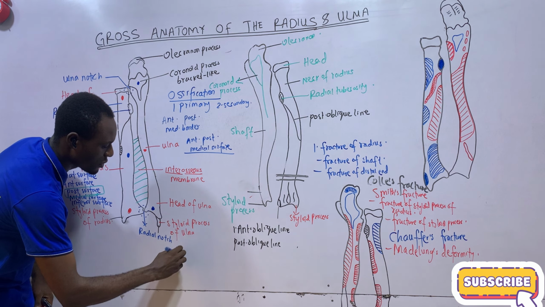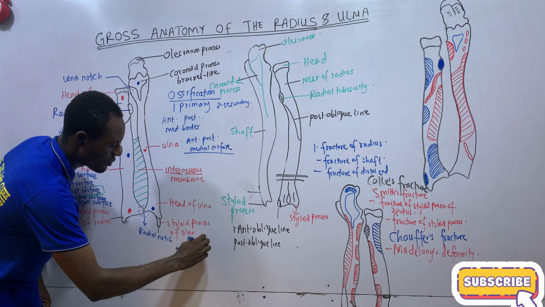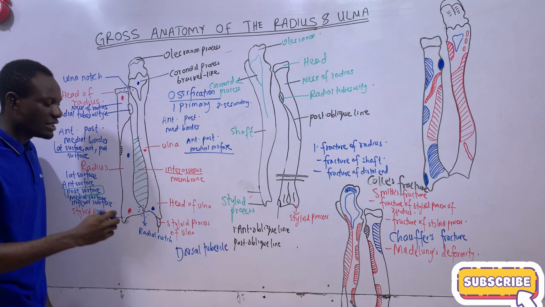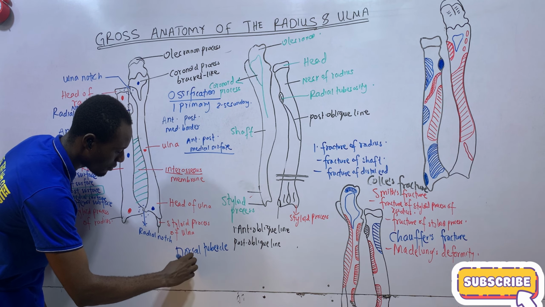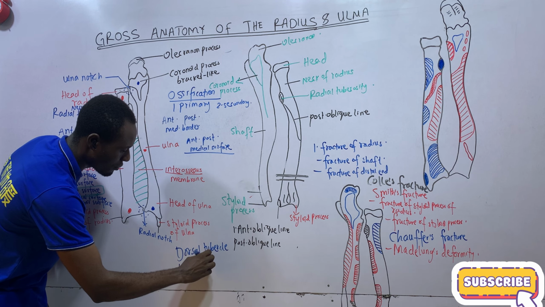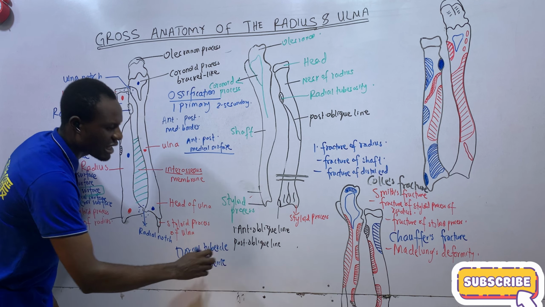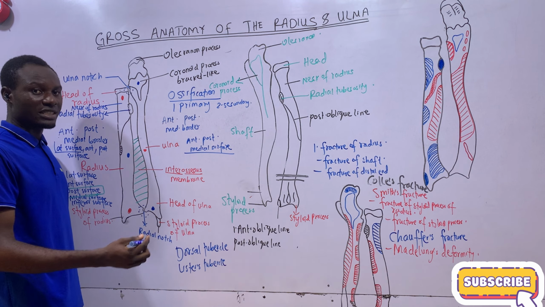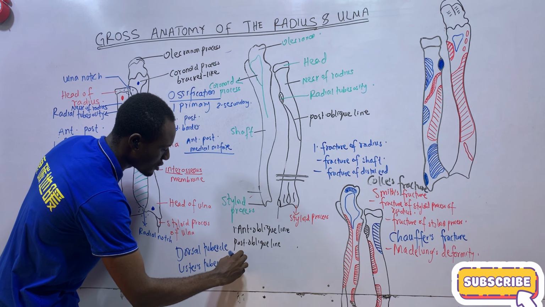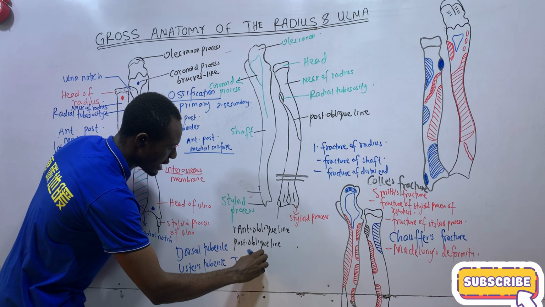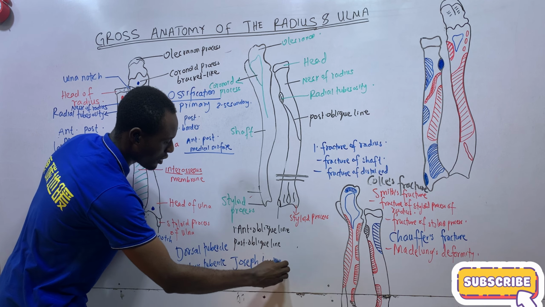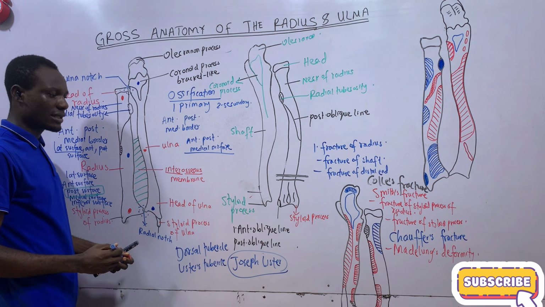So you can call it the dorsal tubercle, or you call it Lister's tubercle. This is because it was first reported by Joseph Lister. So it's called Lister's tubercle. Lord Joseph Lister, he was an anatomist.